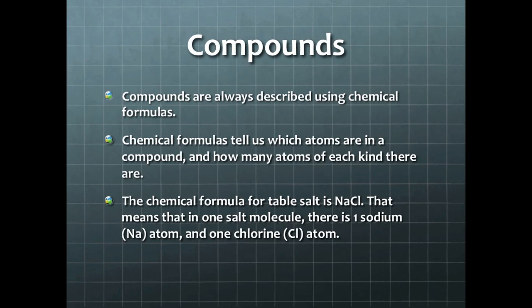Now, compounds are always described using chemical formulas. Chemical formulas tell us which atoms are in a compound and how many of each kind of atom there are. In the example, the chemical formula for table salt is NaCl. That means that you have one sodium atom and one chlorine atom in a salt molecule.